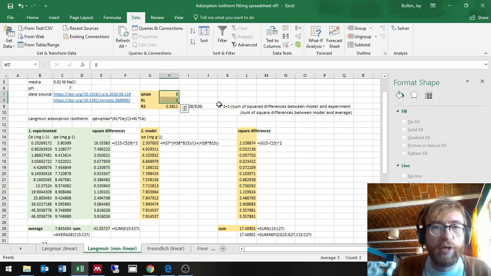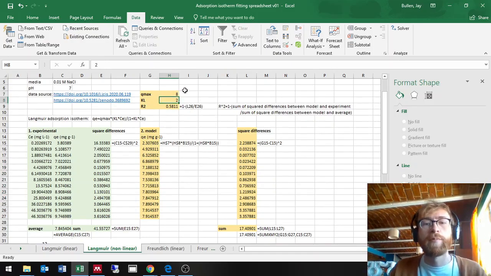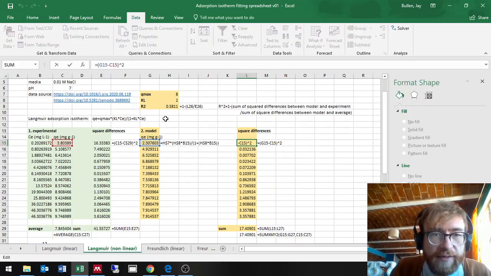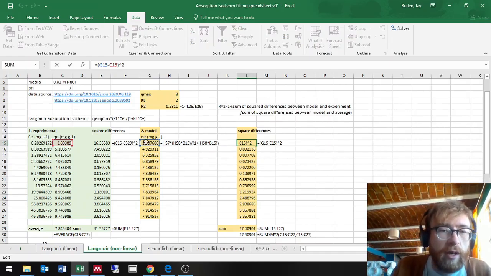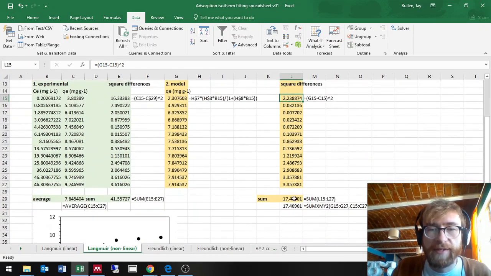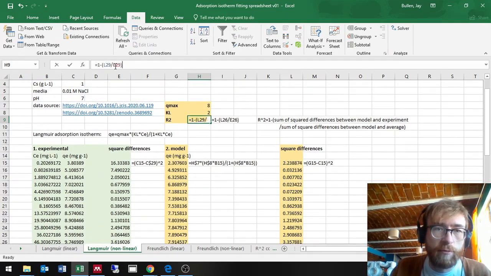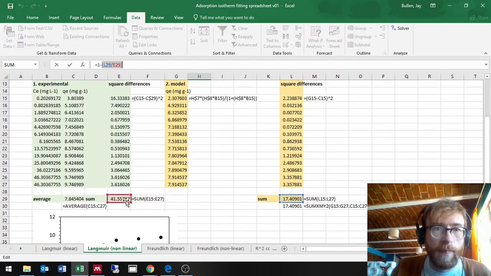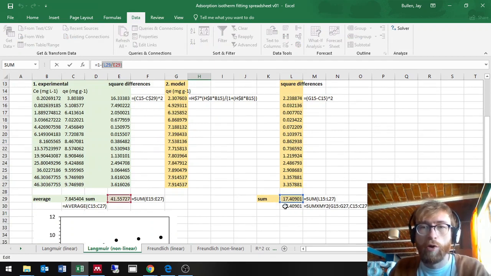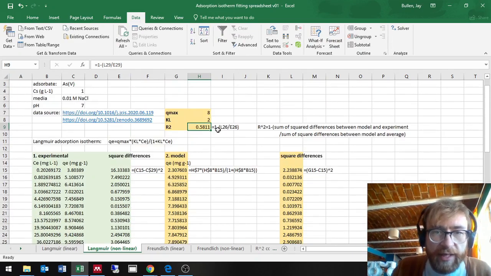So here I've just put 8 and 2. These are guess values for what Qmax could be and what KL could be. And we do the same over here. So we are subtracting the model's value of QE from the experimental value of QE, and we're squaring it. And then we sum it down here. And then the R squared equals 1 minus the sum of the squared differences with the model divided by the sum of squared differences with the average. Okay, so that gives us an R squared value here.